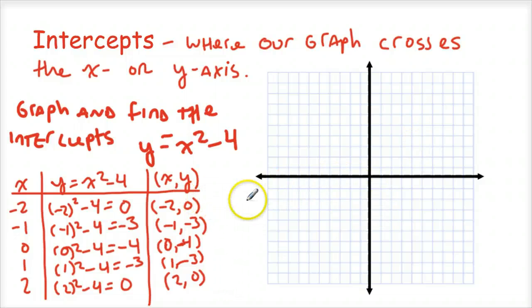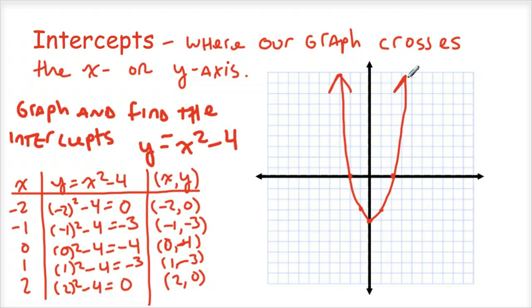So let's plot these points. (-2, 0) is right there. (-1, -3) is right there. (0, -4) is there. (1, -3). And (2, 0). Okay, we can't make a parabola with the predetermined shape, so this might be a little sloppy, sorry. Now we're connecting our dots. This is squared, so I knew it would be a parabola in shape, and it's symmetrical along the y-axis, so you can see that it looks the same on each side.